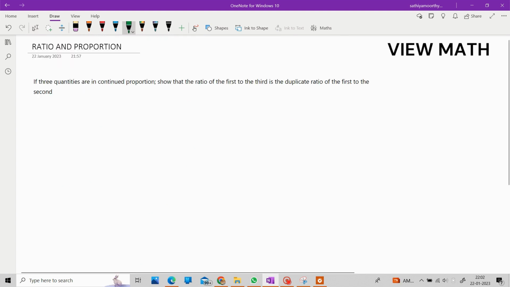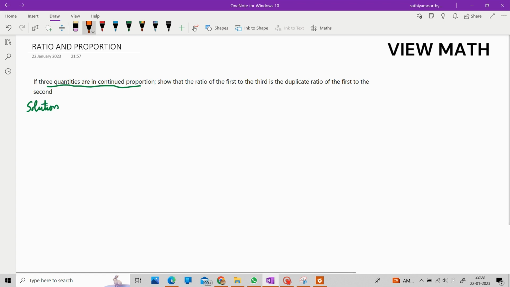Now let's see the next problem. If three quantities are in continued proportion, show that the ratio of the first to the third is the duplicate ratio of the first to the second. So what they have given is that three quantities are in continued proportion. They are asking us to prove that the ratio of the first to the third is a duplicate ratio of the first to the second. So first let me write what is given.